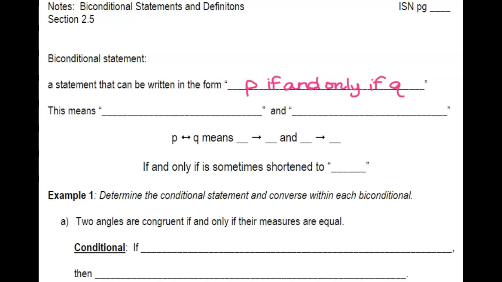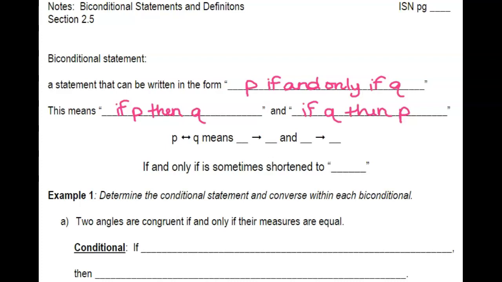And what this means is if P then Q, and it also means if Q then P. So we have exchanged the hypothesis and the conclusion. Not only do we have if P then Q, we also have if Q then P. That's what the biconditional means. It means it goes both ways.